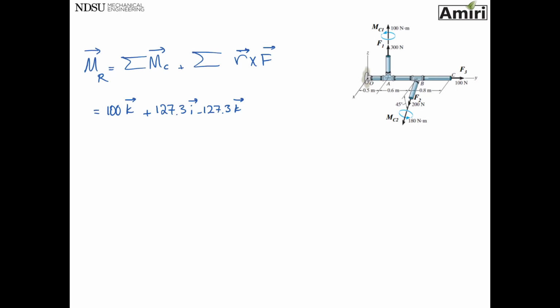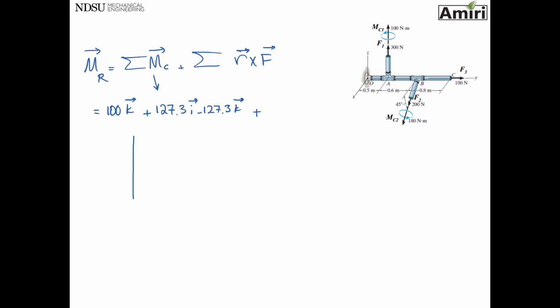So my moment was the summation of MCs, existing, plus the summation of all r cross F's, all vector plus vector. So MC1 was 100k units of Newton meters. MC2 was 127.3 i minus 127.3 k Newton meters. So these are my MCs. And then I have two r cross Fs to write, which I'm going to write here.